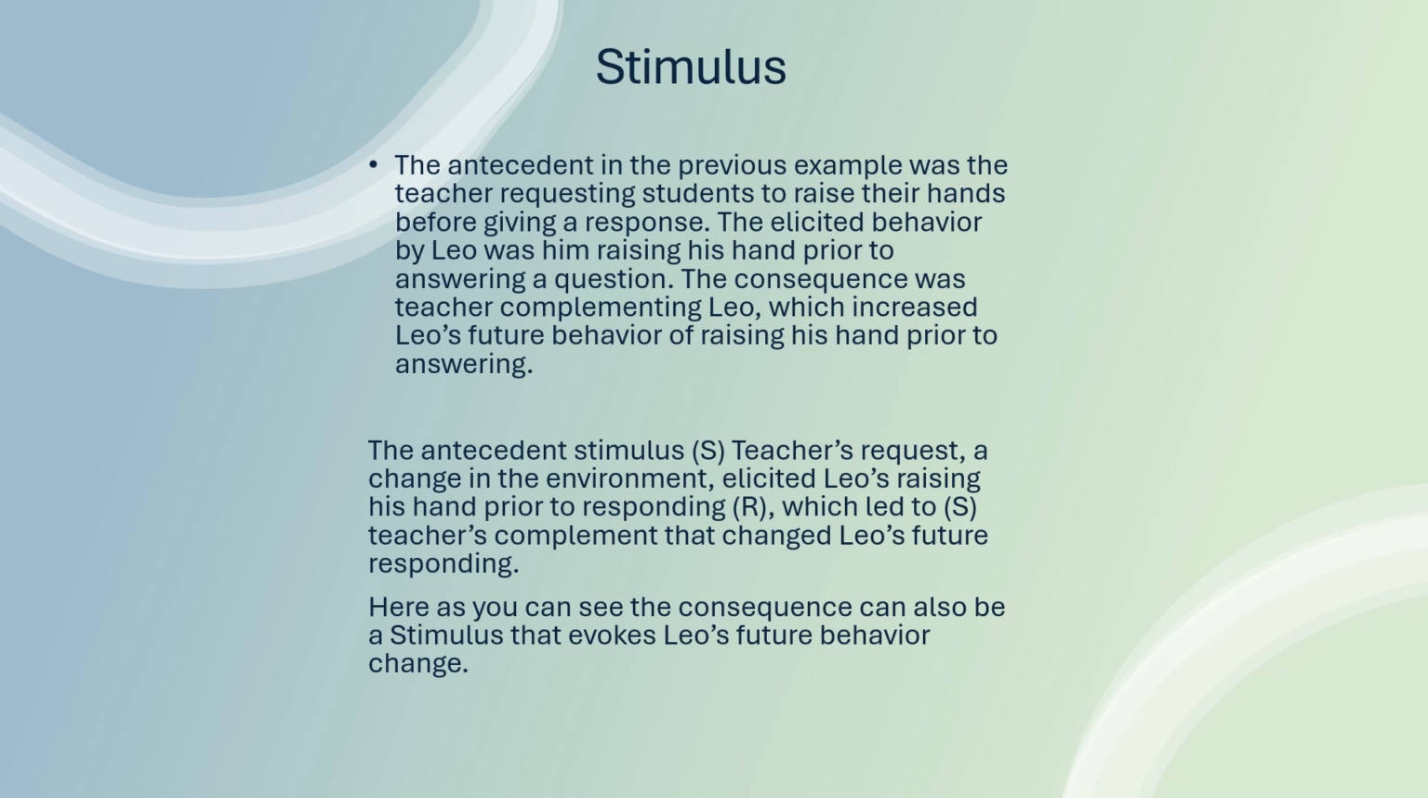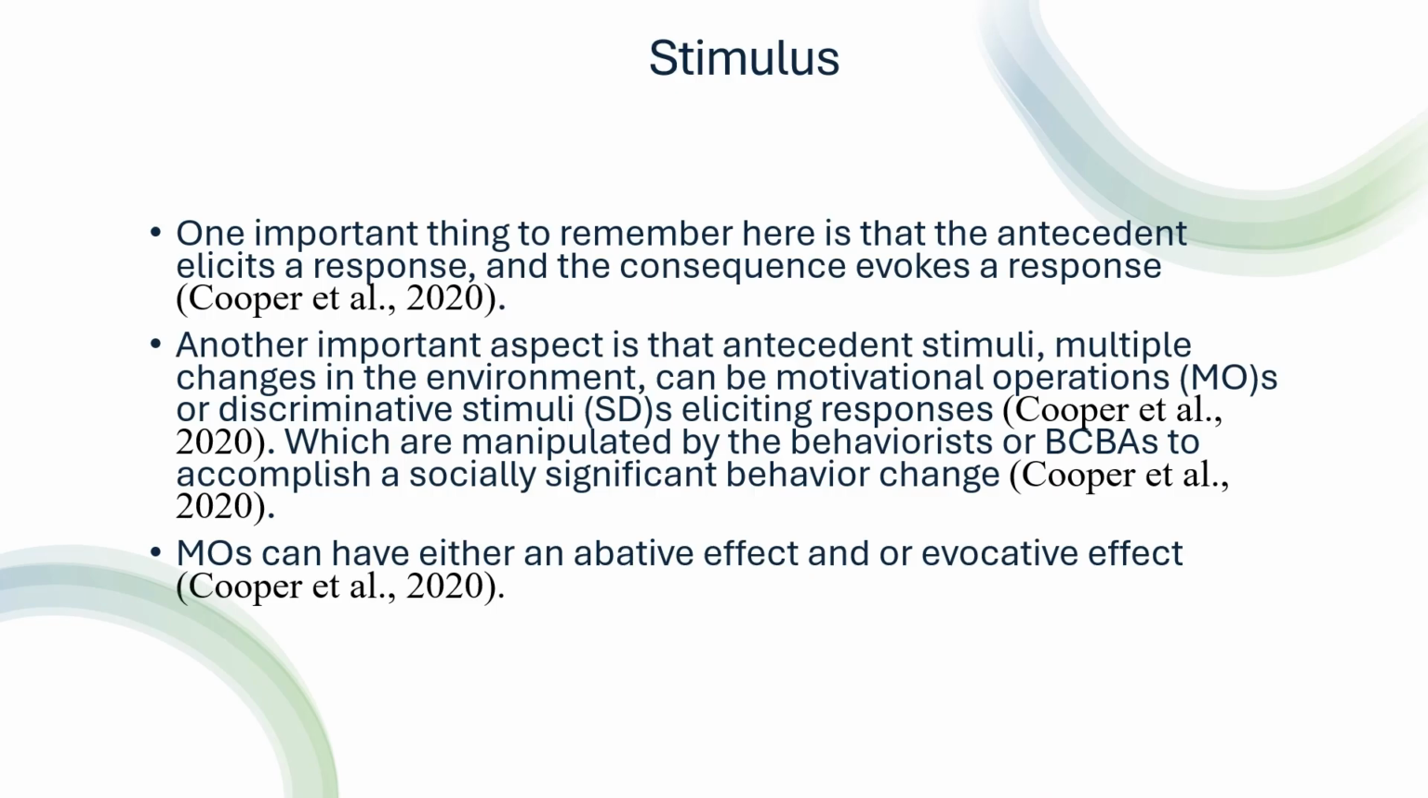The antecedent stimulus S, teacher's request, a change in the environment, elicited Leo's raising his hand prior to responding. Response R, which led to S, teacher's compliment, that changed Leo's future responding. Again, remember that S stands for stimulus, R for response, and S for stimulus. Here, as you can see, the consequence can also be a stimulus that evokes Leo's future behavior change.